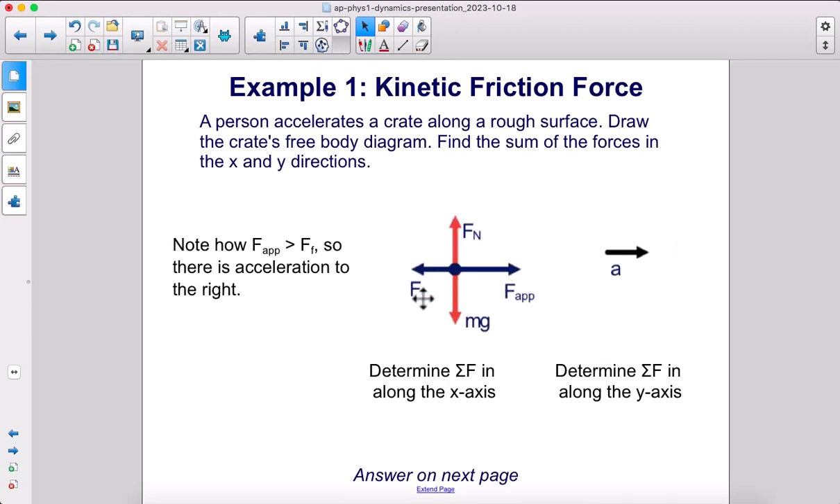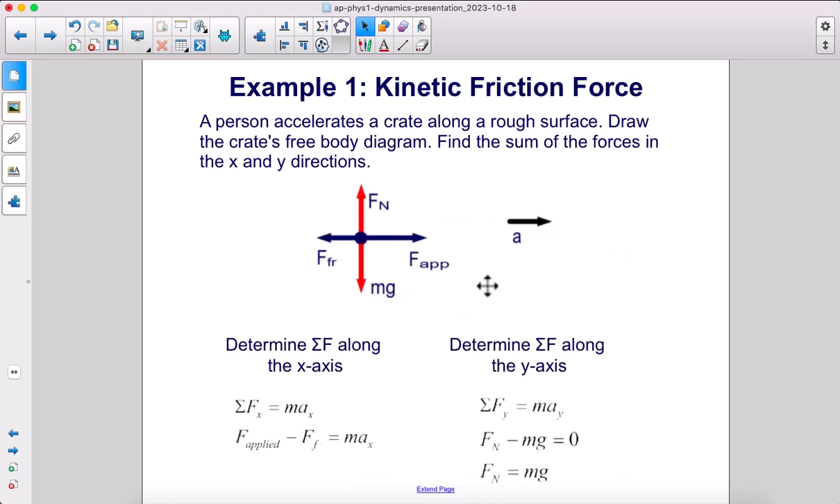All right, so here's a free body diagram showing acceleration. Note how the force applied has been drawn so that it is longer than the vector for the force of friction, showing there is an unbalanced force to the right, therefore an acceleration to the right. In the y dimension, these forces are opposite and equal, since our object is not accelerating up or down. Let's find the sum of the forces in the x and y directions. We're going to use Newton's second law separately for each dimension.